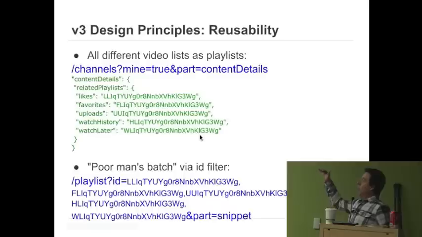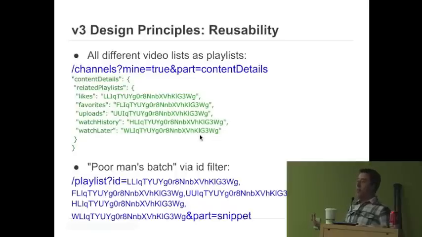If you look at the field, it's a map, and the names are likes, favorites, uploads, watch history, and watch later. They're all features of YouTube, but they're not particularly playlists in that sense. However, they're all playlist IDs, and they all can be fetched via the playlist collection or service. So in the playlist service, I can take into the ID filter all those different IDs, put them in, and I'm going to get the playlist and all the content of the watch history and watch later and so on.